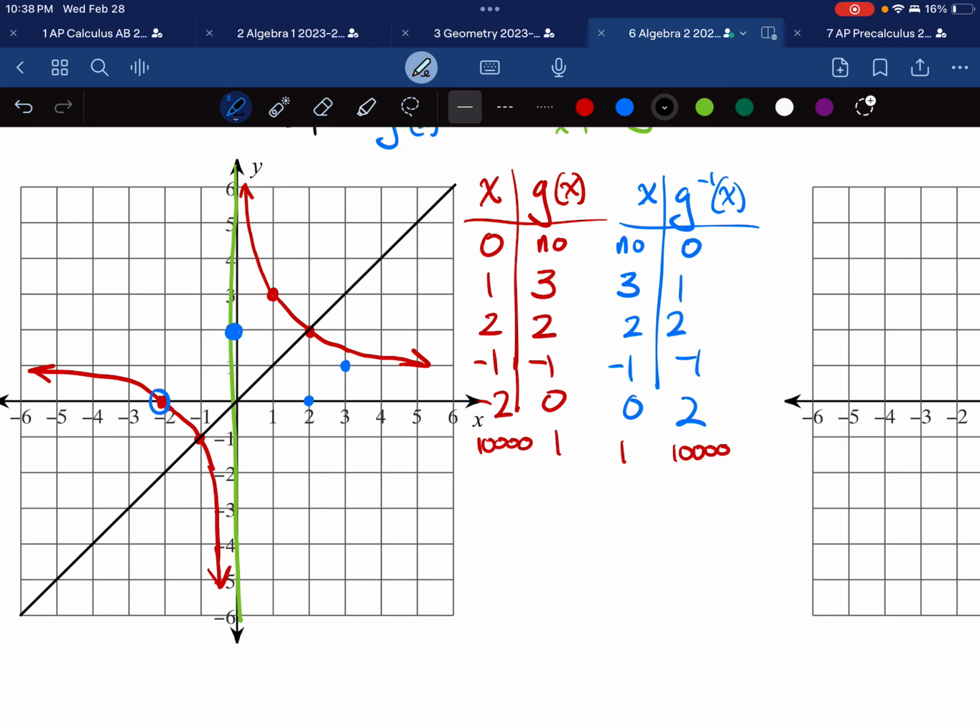What feels off? Switching the x and y coordinates. Did I graph something wrong? Let me see. 3, 1. Yeah, okay. 2, 2 is not graphed correctly. I don't know what I'm doing there. 2, 2 should have been the exact same point up here.